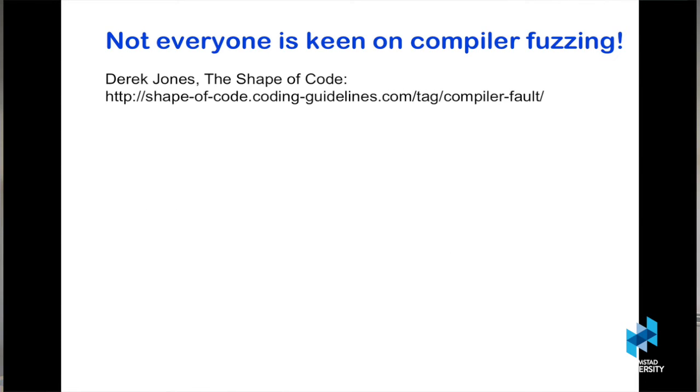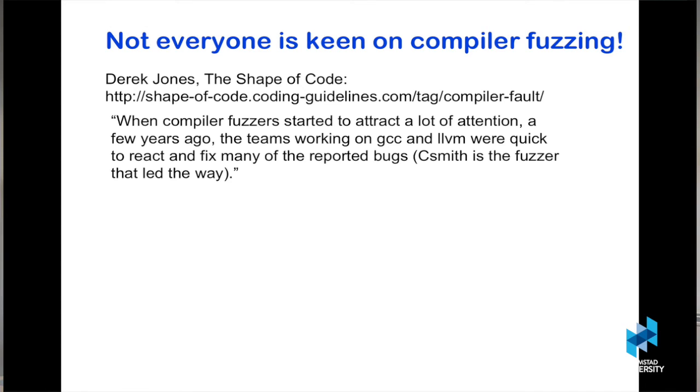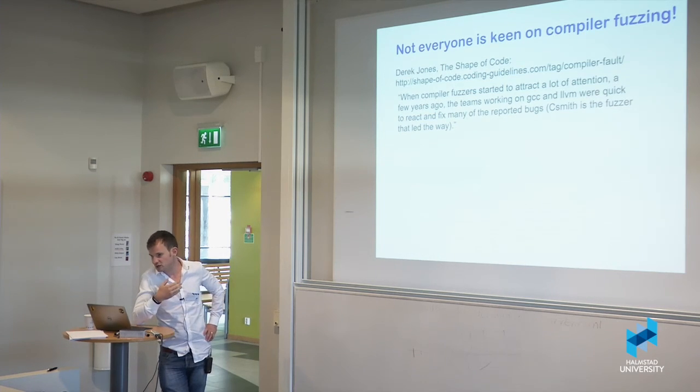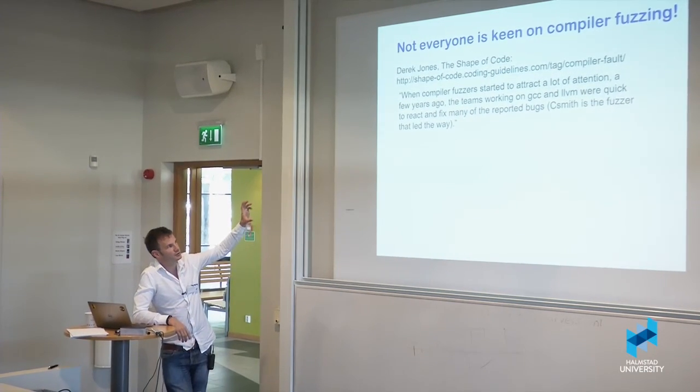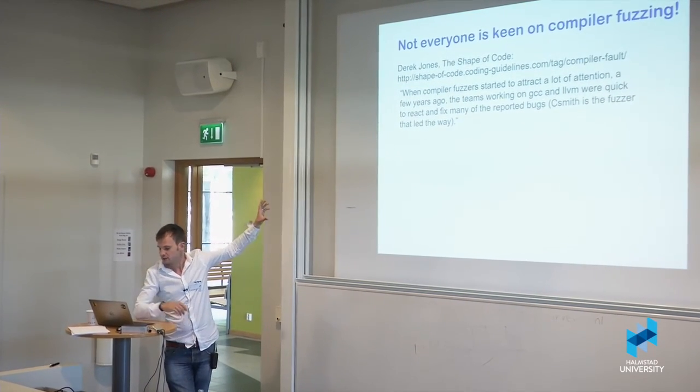Just as a bit of fun, not everyone is so keen on compiler fuzzing, so I was made aware via Twitter of this guy, Derek Jones, who's got a blog post at this URL. He says that when compiler fuzzers started to attract a lot of attention a few years ago, the teams working on the main two open source compilers, GCC and LLVM, were quick to react and fix many of the reported bugs. CSmith, the tool I mentioned earlier, is the fuzzer that led the way. So it's definitely true to say that CSmith led to the identification and fixing of hundreds of bugs in GCC and LLVM. Okay, so he's not exactly saying whether this was good or bad, but I read this as a positive, that there was a good reaction.